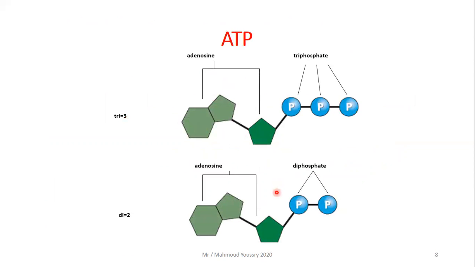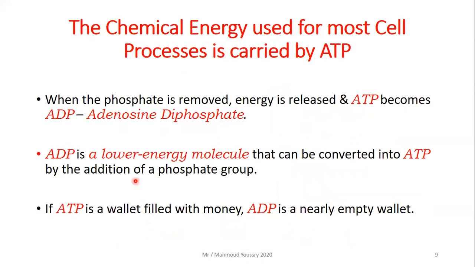Here is the ATP and the ADP. This is the adenosine group and these are the three phosphate groups. So this is ATP, adenosine triphosphate. Tri means three, while here is the adenosine group and two phosphate groups. This is why it is named diphosphate. This is ADP, which has only two phosphate groups. So when the phosphate is removed, energy is released and the ATP becomes ADP, which is adenosine diphosphate.